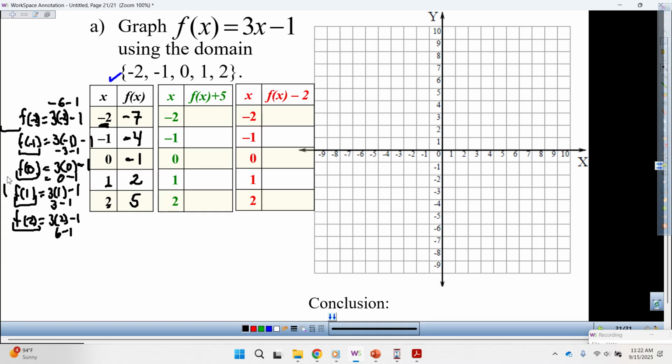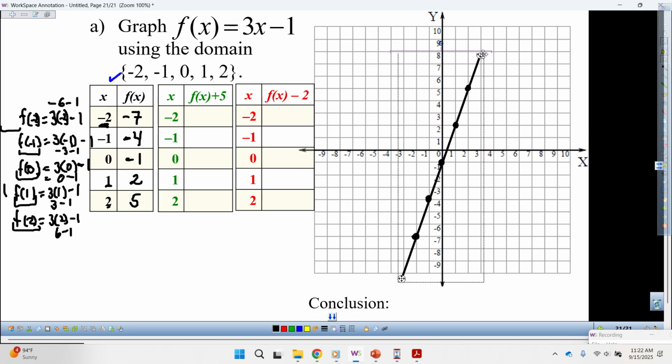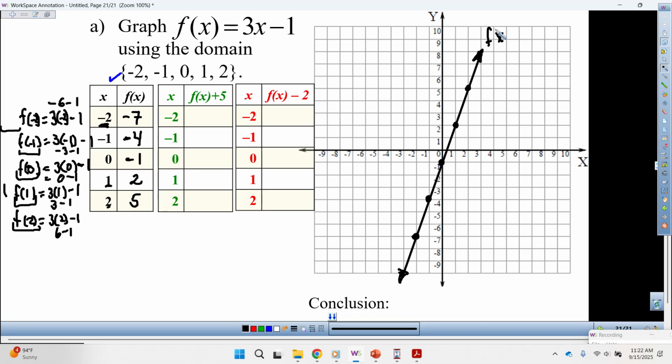We good? All right, let's graph that. Negative 2, negative 7. Negative 1, negative 4. 0, negative 1. 1, 2. And 2, 5. And make sure you put arrows at the end. And we're going to label this one F of X.